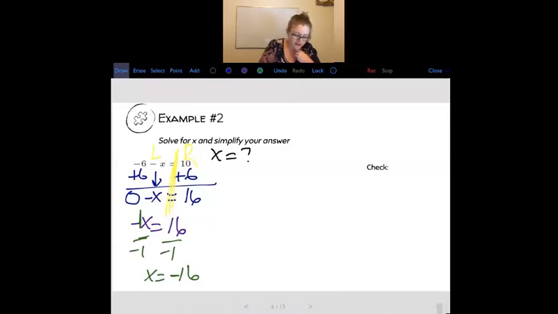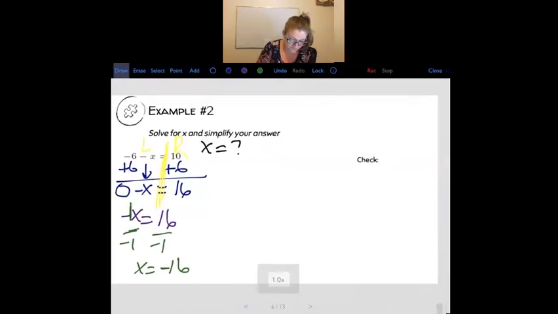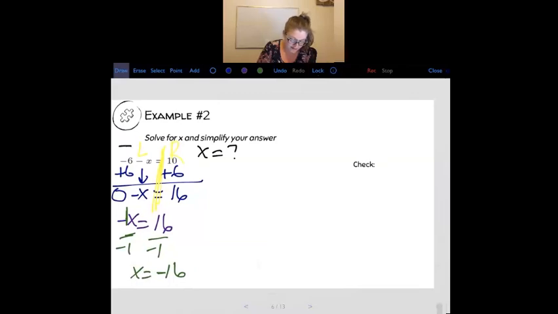So now we check our work, and the way we check our work is we take the value of x that we found, and we plug it into the original problem. So we had negative 6 minus, and I found that x was negative 16, equal to, and we're not sure, 10. So you can do this by hand, or you can even take one of your calculators for the class and plug it in.